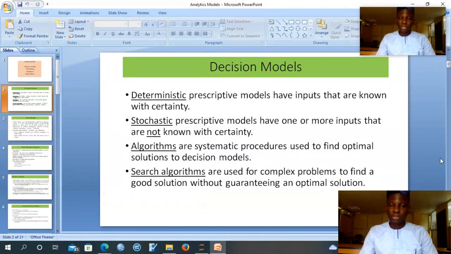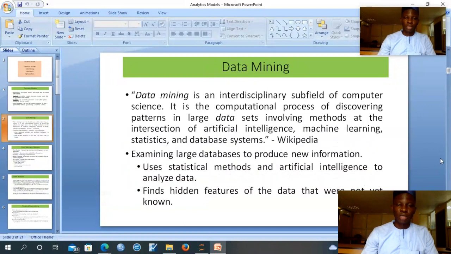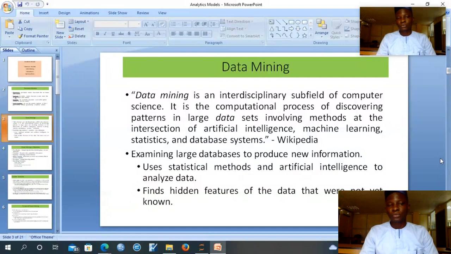And such algorithms are used for complex problems to find a good solution without guaranteeing an optimal solution. You just say that this solution is good. We have done a search. So if you do the search again, you may get another result. So they may be very close, but you cannot have a definite one.